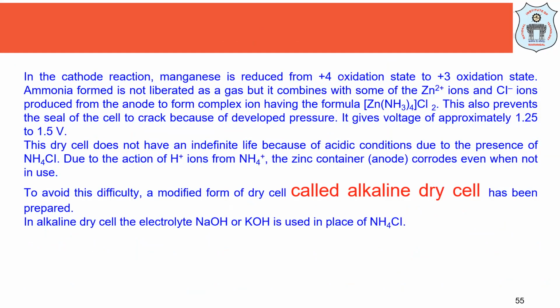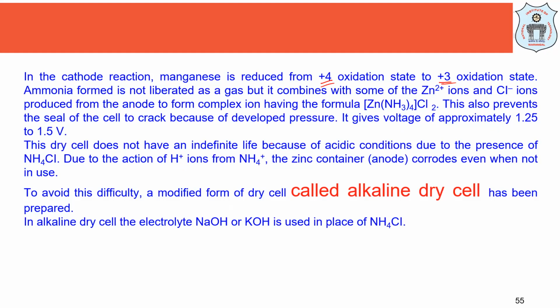Actually, what is happening to the manganese? It is in the +4 oxidation state, and it becomes +3 oxidation state. And here the ammonia is formed, which is not liberated as a gas, but combines with some of the zinc ions and chloride ions produced from the anode to form a complex ion having this formula, which prevents the seal of the cell from cracking because of developed pressure. It gives a voltage of around 1.25 to 1.5 volt.